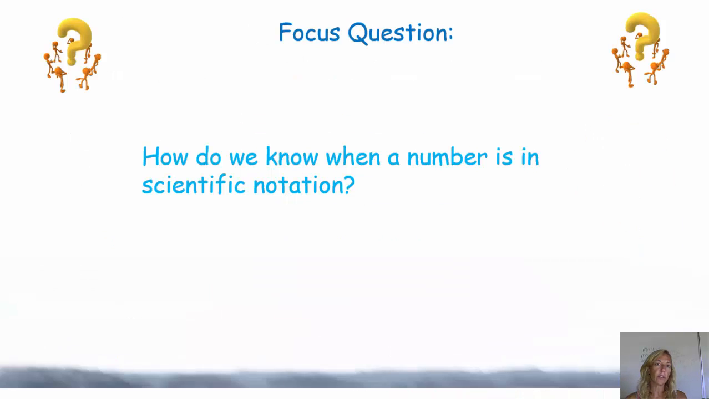So here's your focus question for tonight. How do we know when a number is in scientific notation? Answer the question and make sure you bring it with you to class tomorrow.